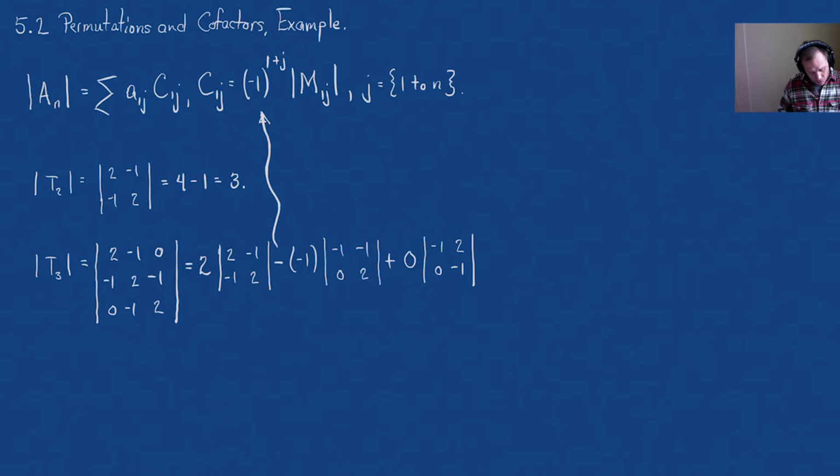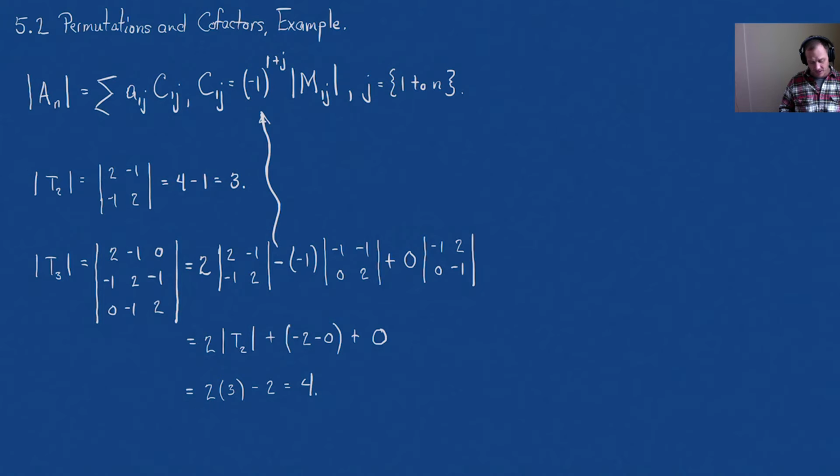Now, I want to point something out. You can always rush off to power calculations, but look at what this is. This is really just 2 times the determinant of T2. We already know that, so I don't have to calculate it again. Plus, this next one I have to calculate: minus 1 times 2, that's a negative 2, minus a 0, plus our 0 on the end. T2 we said is 3, so this is 2 times 3 minus 2. This is going to be 4.